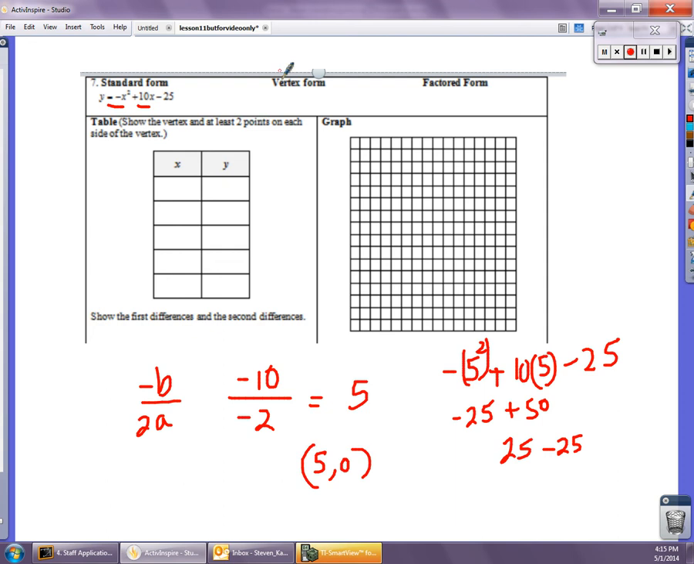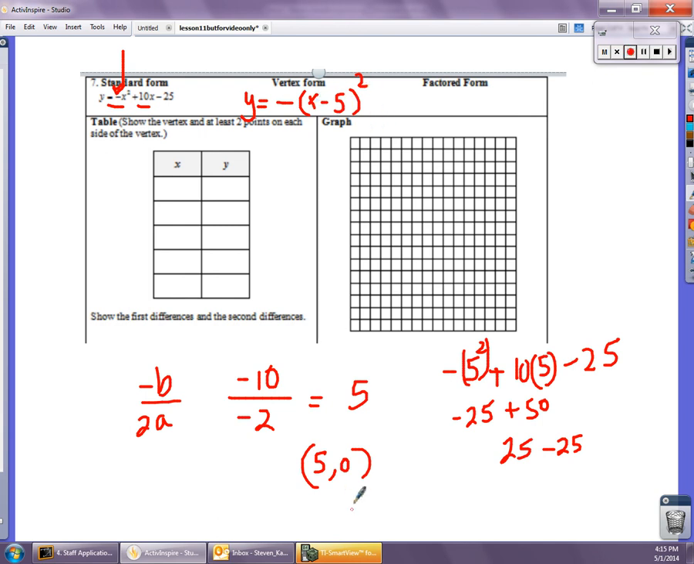So vertex form I can write, because we know right here in front of the x squared, the a is negative 1. So that helps us know that the dilation is 1, but there is a reflection. So we put a negative sign in front of our parentheses for the reflection of negative 1. And you use your vertex. So the vertex is at 5, 0. So it's the opposite. I'm sorry, x minus 5 squared.